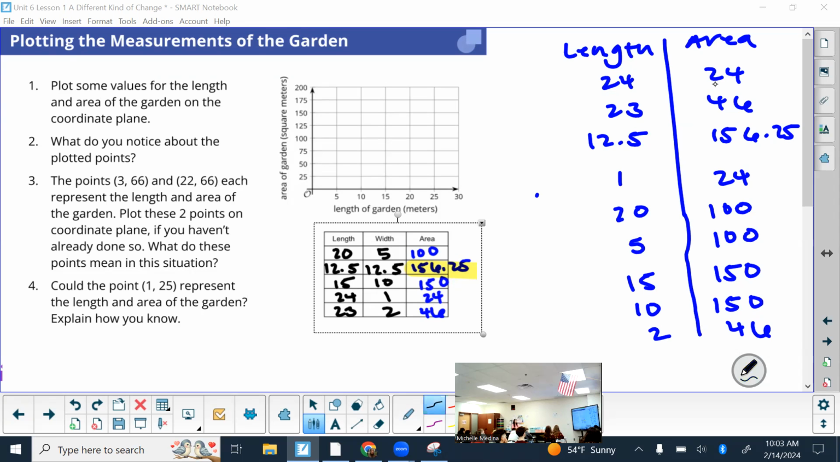If you don't know how to graph, I'll graph it really quickly. Length first. But 24, 24 would be here. 23, 46 would be about here. 12 and a half, 156.25 would be about there, maybe a little lower. 1, up 24. 20, up 100. 5, up 100. 15, up 150. 10, up 150. And 2, up 46.